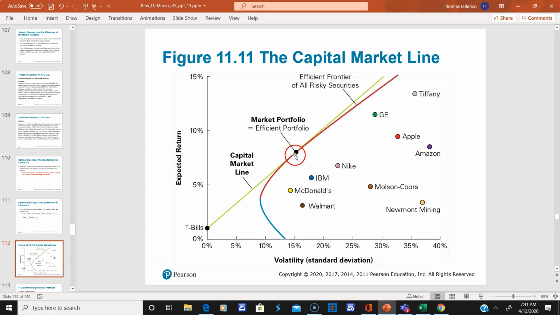If you look at this, it provides the minimum volatility with an expected return. If you want more return, you have to take on more volatility. So this is the most efficient point, coming off of the risk-free rate.